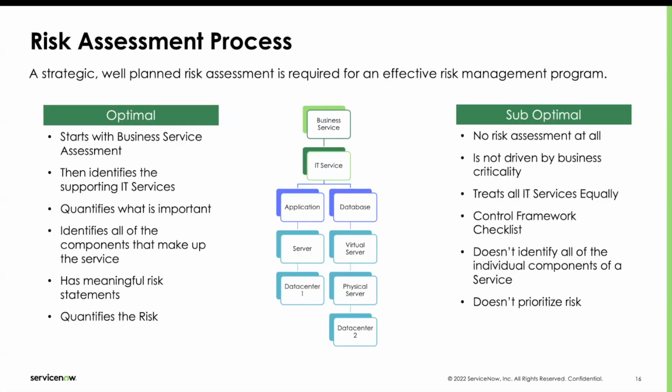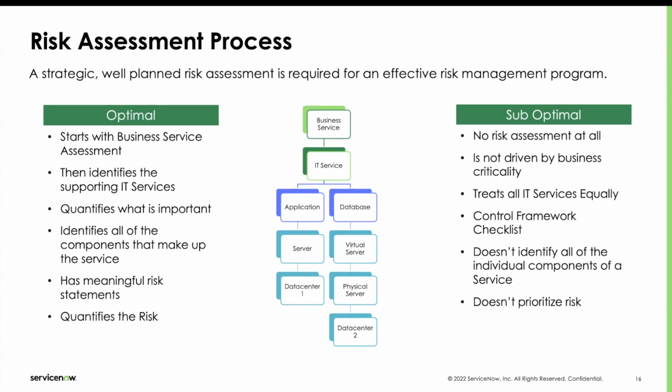Next, moving on to our risk assessment process. Looking on the left here, this is going to provide an optimal strategy when designing these specific risk assessments. Starting at the top here, we're going to start with something holistic like our business service assessment. Moving down, we're going to then identify its supporting IT services. From there, we're going to branch down into what quantifies that specific service. In terms of this example, that's going to be our application and database.